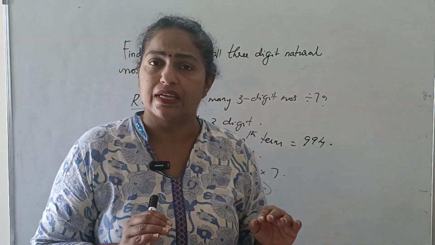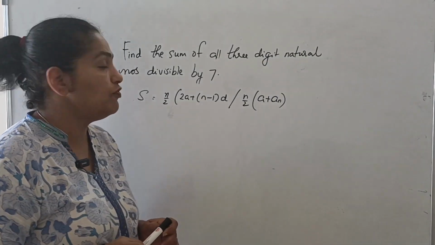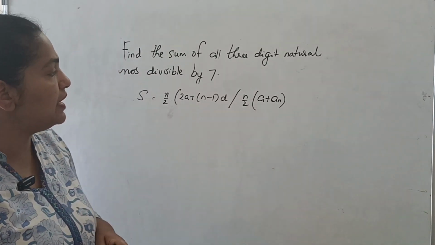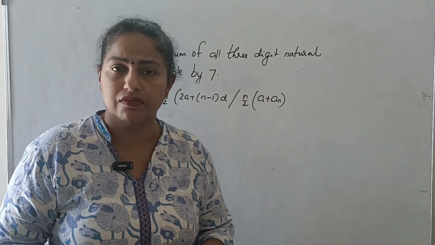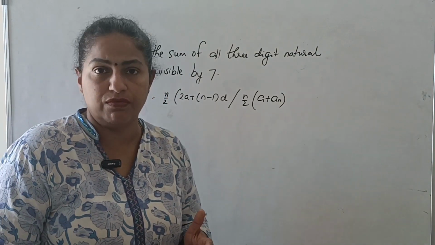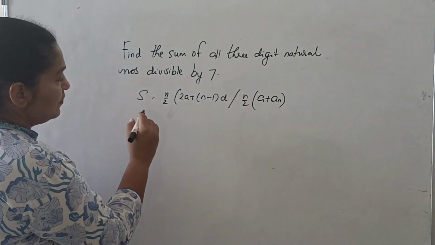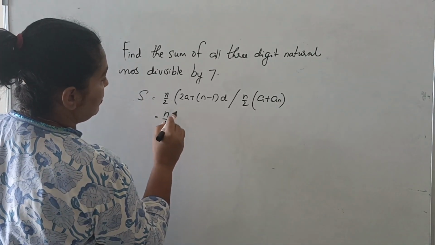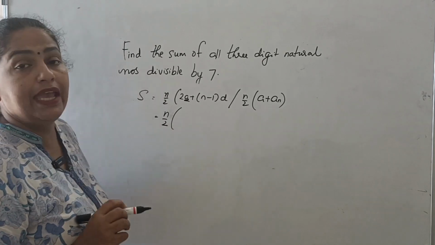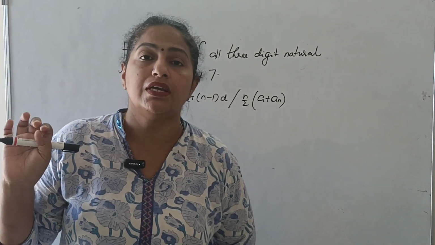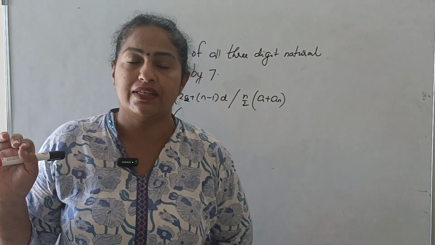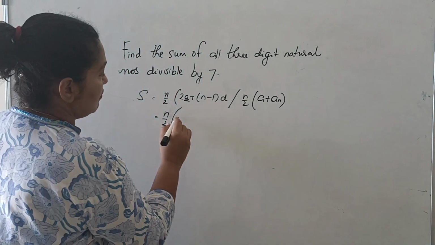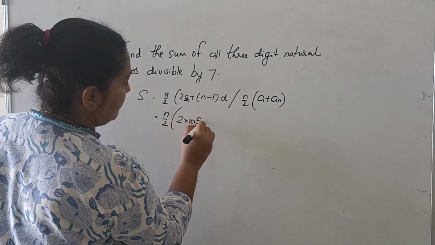Let us see why. I have written the formula for the sum of n terms, which is n by 2 into 2a plus n minus 1 d, and n by 2 into first term plus the last term. Now, if you have to apply this formula to this question, let us see what is the data that we already know. n by 2 into the value of a. a is the first term in that progression, so it is the first 3-digit number divisible by 7, that is 105. So, you know the value of a.